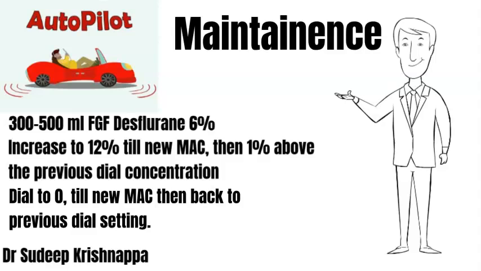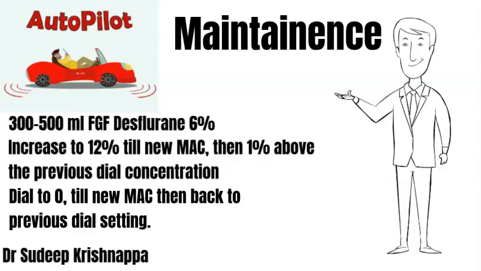If you have to increase the depth, you can increase the dial concentration to either 12 or 18% till the new MAC is achieved. Then you can reduce the dial concentration back down to about 1% above the previous level. Alternatively, if you have to reduce the depth of anesthetic, we can shut down the desflurane vaporizer till the MAC drops down to the desired value, and then restart desflurane at the same concentration as it was earlier. With this, the depth can be altered within a minute or two.